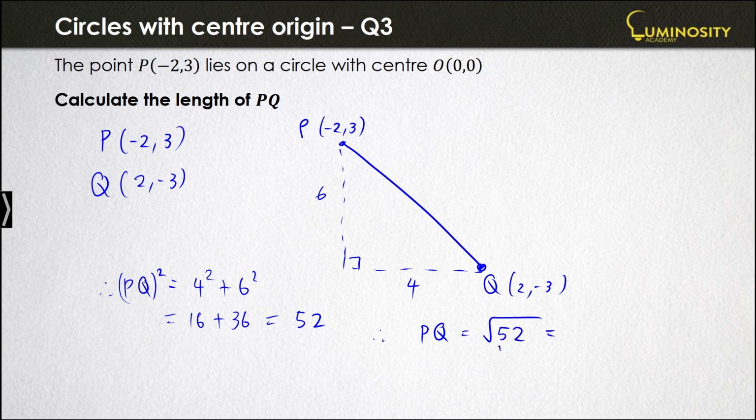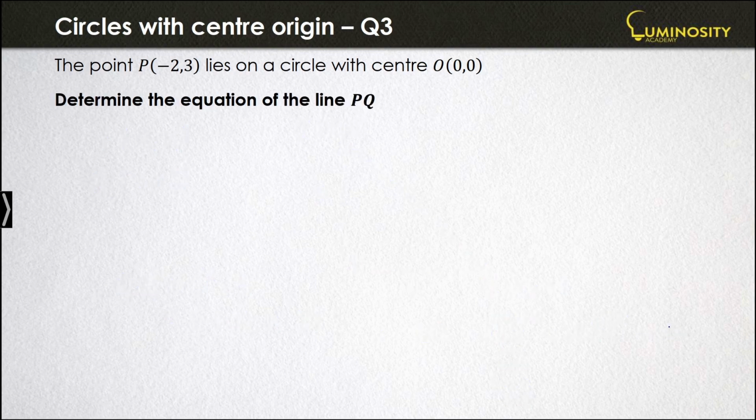52 is 26 times 2. 26 is 13 times 2. So I get 13 times 4 is 52. So I can break that up. So it'll be 2 root 13 when I take the square roots inside. So it's 2 root 13 units long.